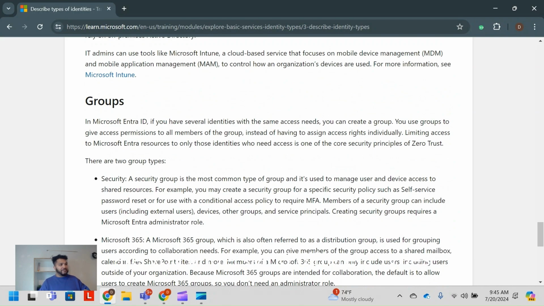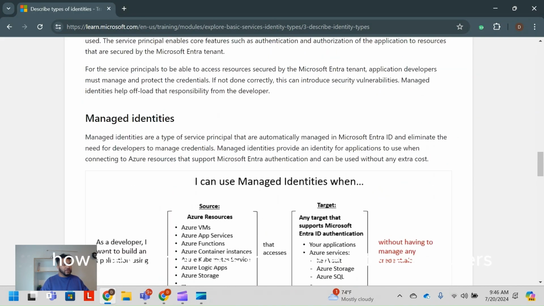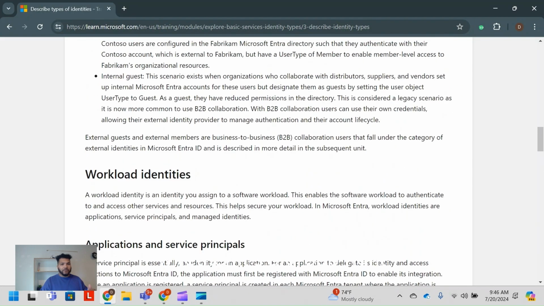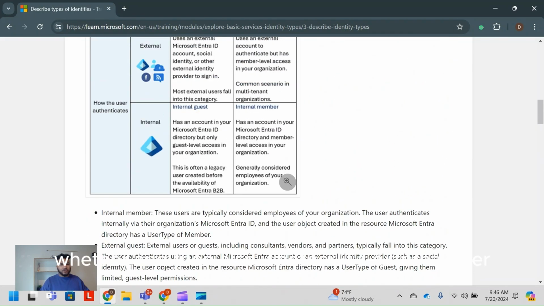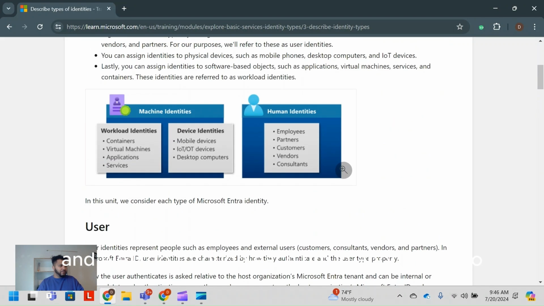If I were you, you've got to understand the different types of identities, how they can access, and the different types of users, whether it's a group, and also whether it's an external user, internal user, or internal guest user. Understand all these very well in depth, and we'll go through each in another video.